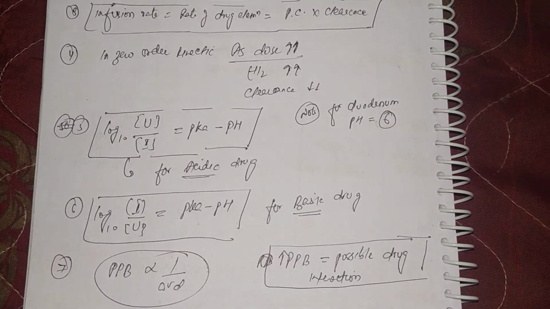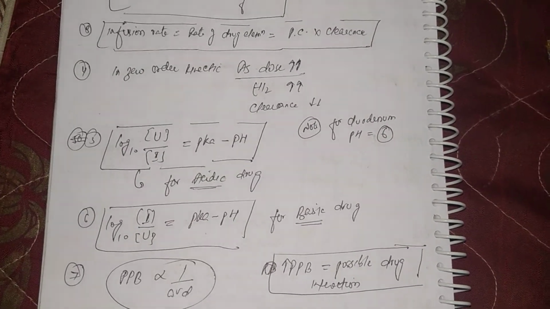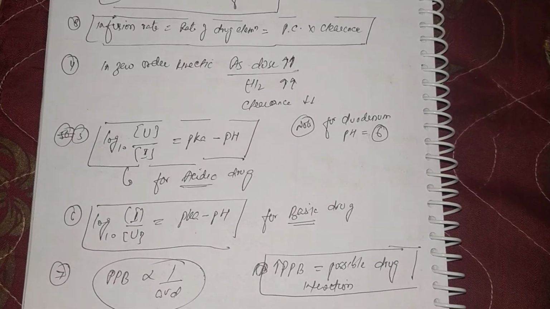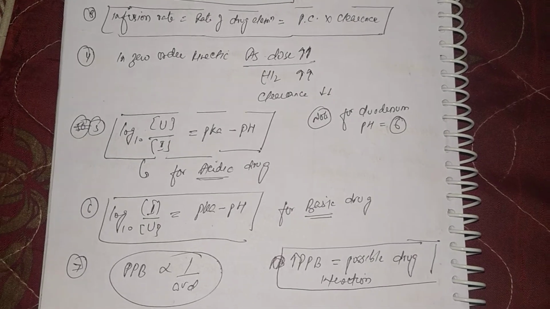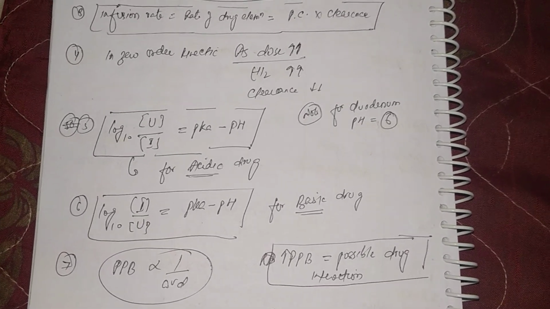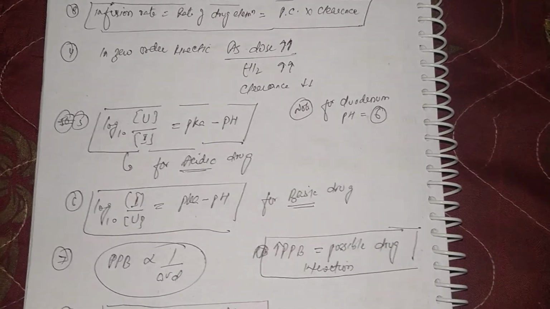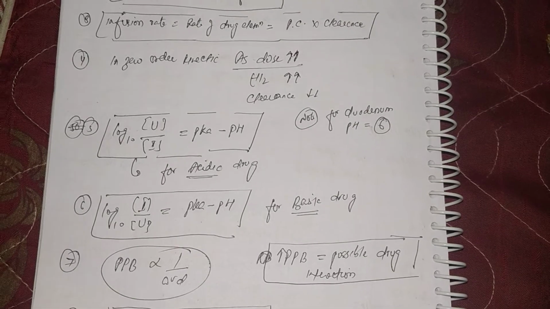Okay, for the acidic drug, the anionic concentration will be on the numerator and the ionic concentration will be on the denominator. In case of basic drug, this will be vice versa. This will be the opposite: the ionic concentration will be on top and the anionic concentration will be below.